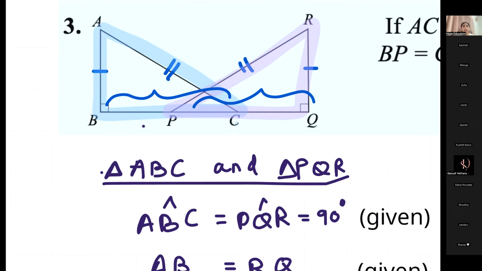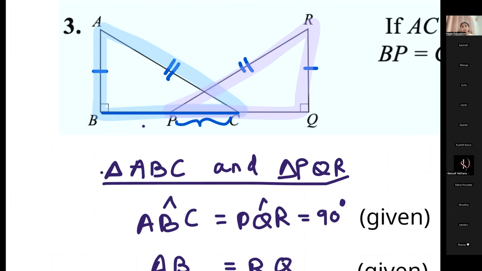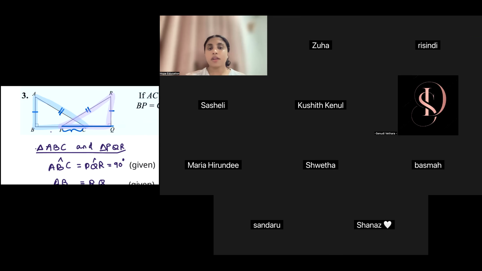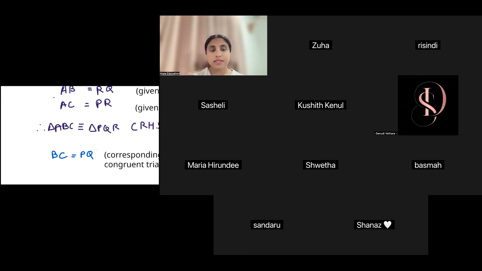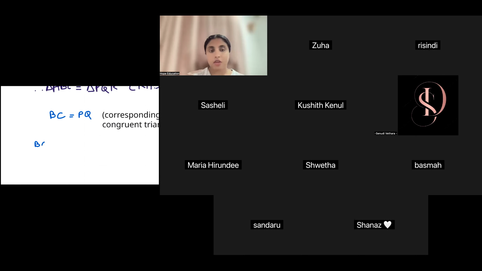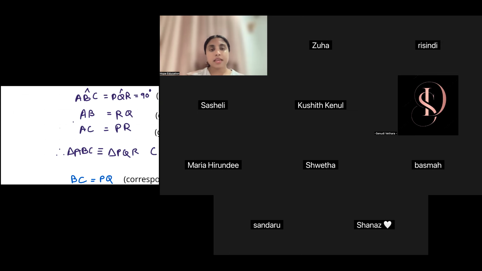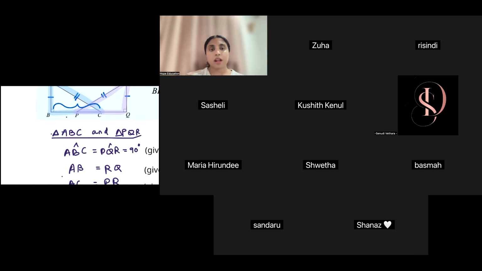Let me tell again. This side PC is common to this one and to this one. So since PC is common to both these, I'm going to subtract PC from both. Subtract PC from BC, and subtract PC from PQ. It's okay, no? It's axioms, right? When PC is subtracted from BC, what remains? BP. Right?